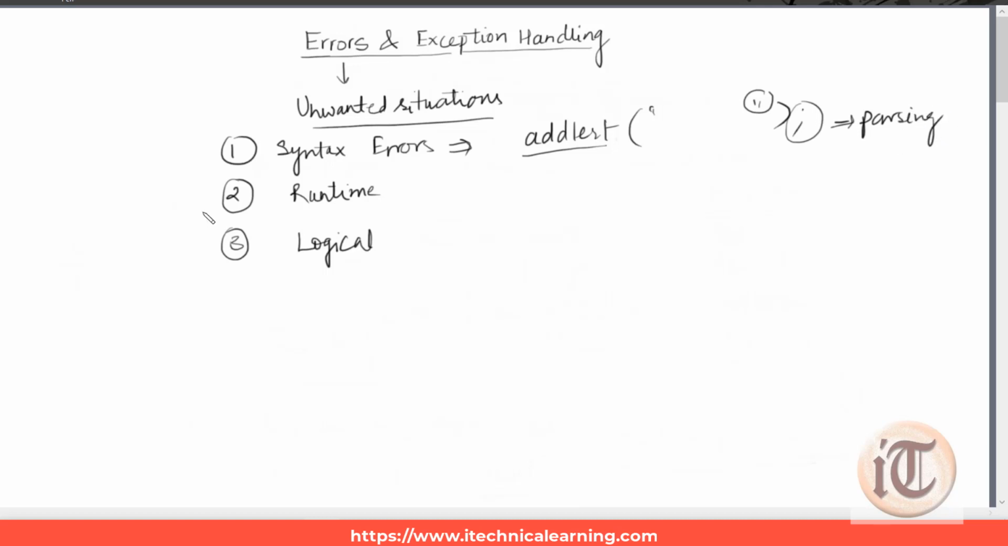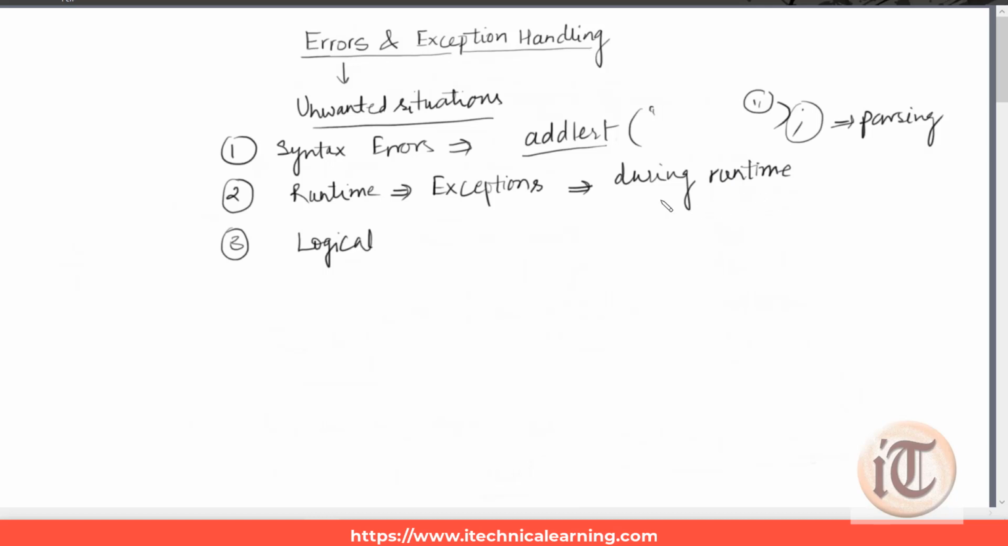The second category is called runtime errors. Runtime errors are actually called exceptions. That's why we have written the topic as errors and exception handling. These exceptions occur during runtime.